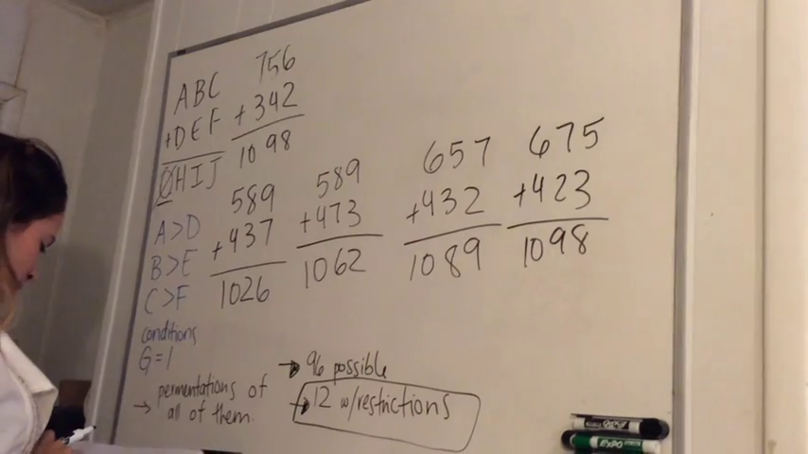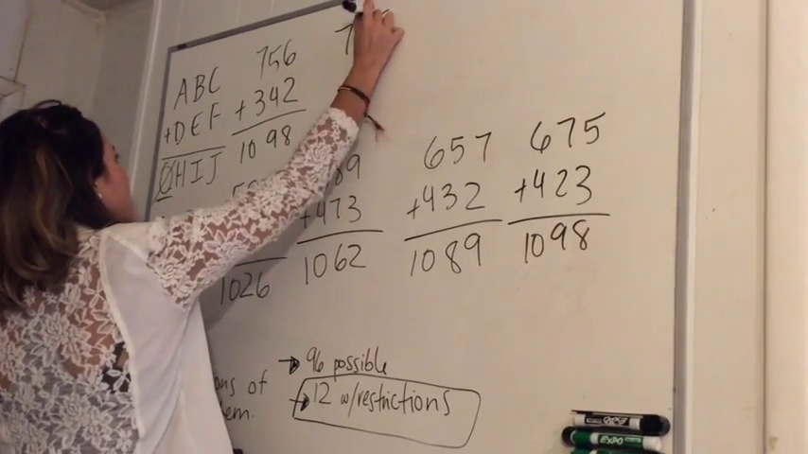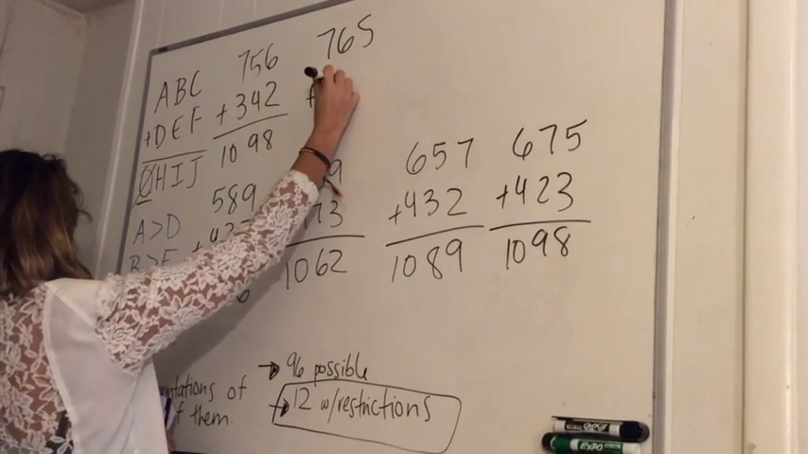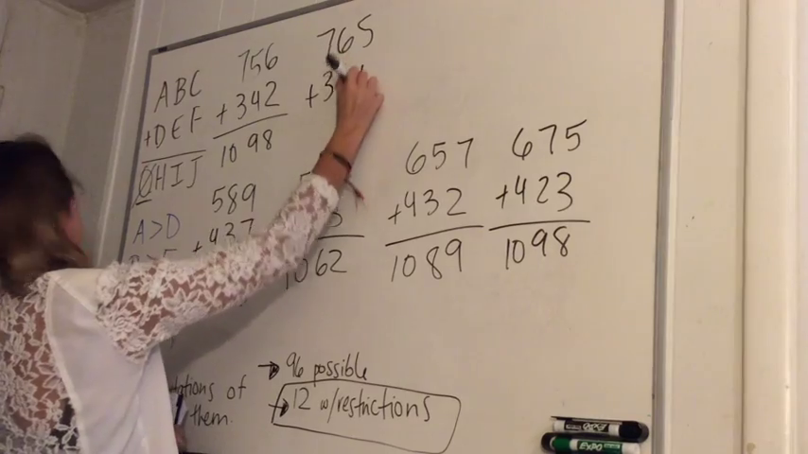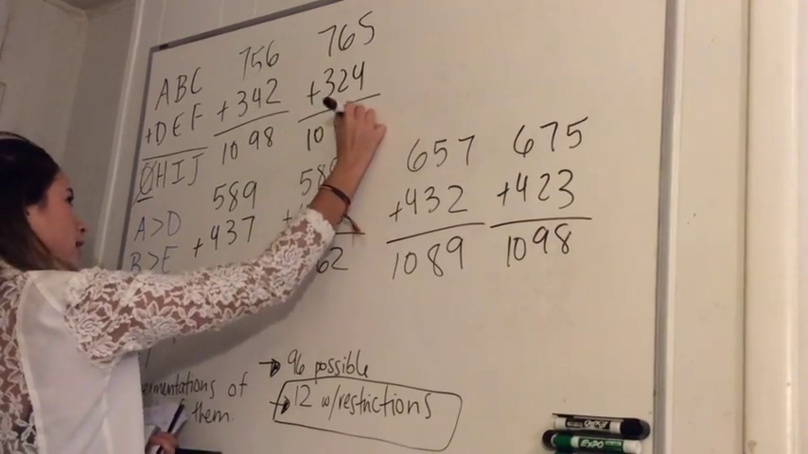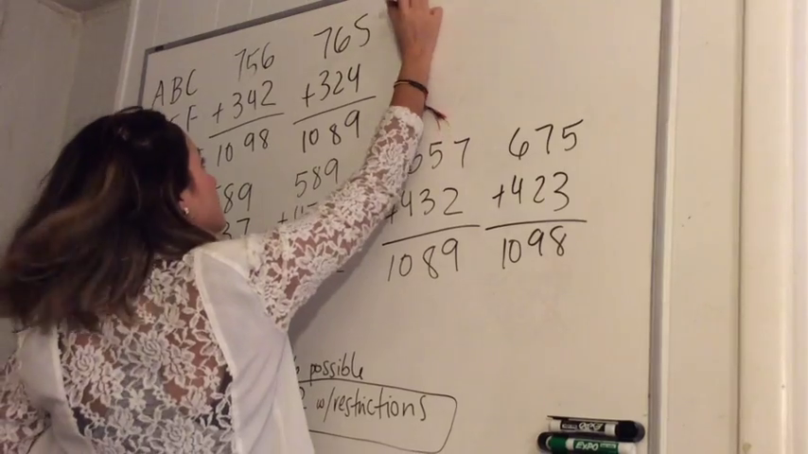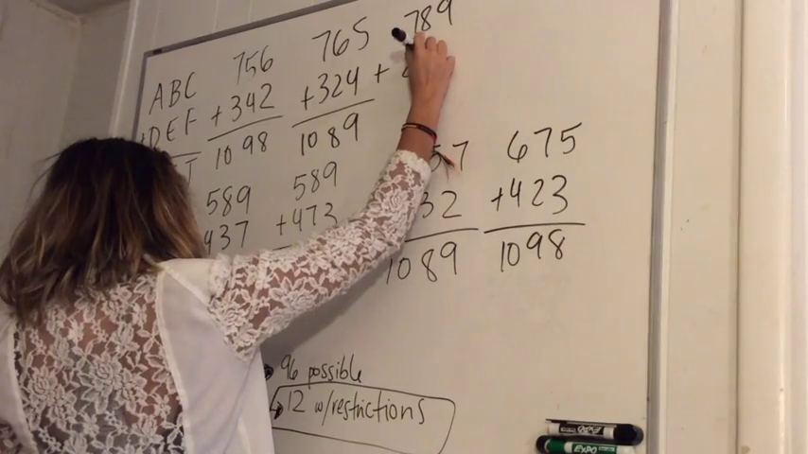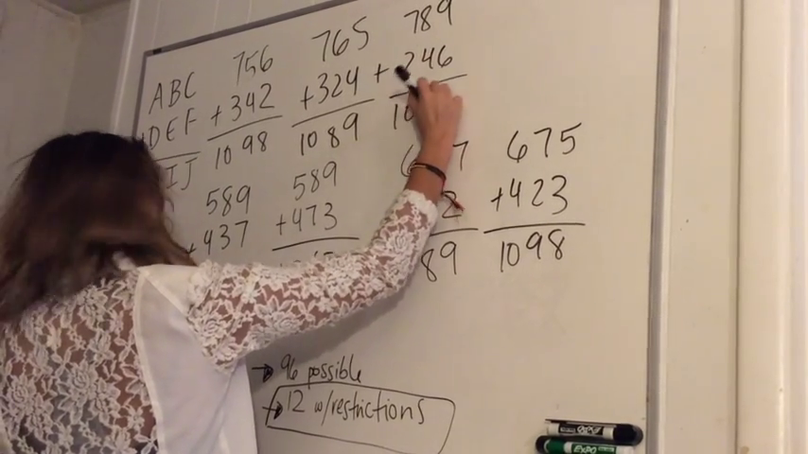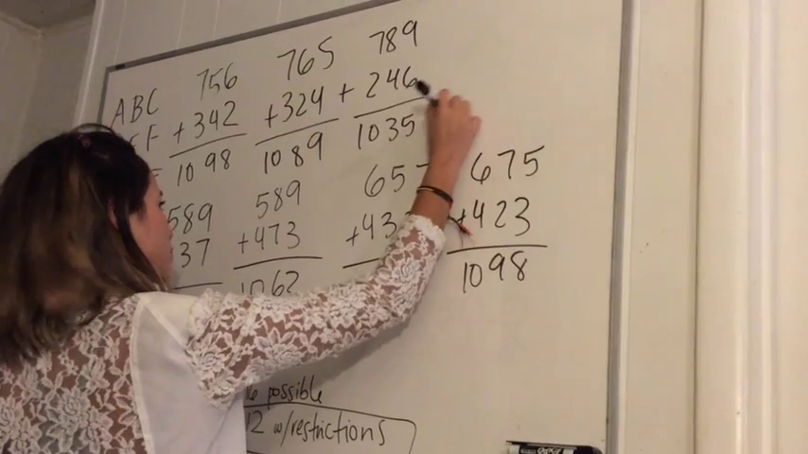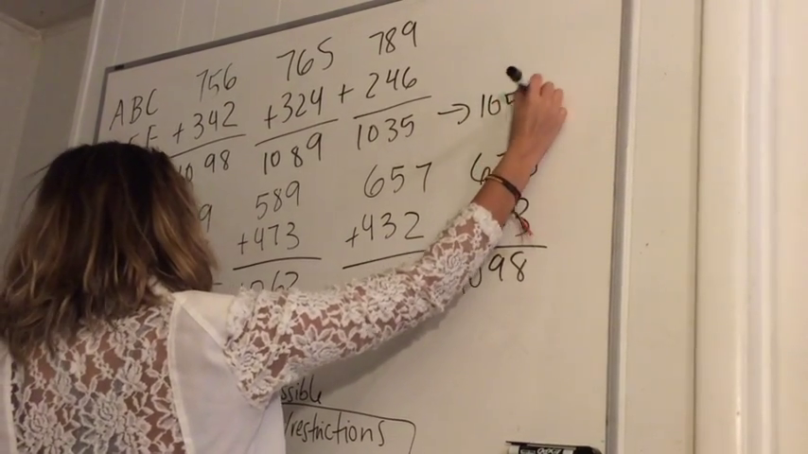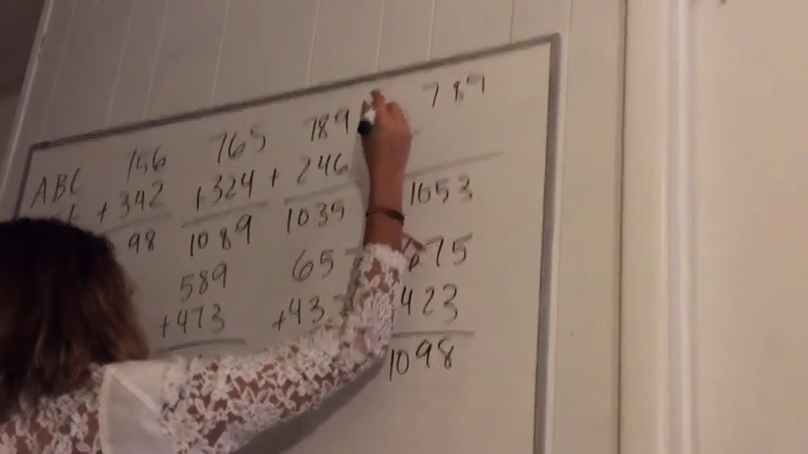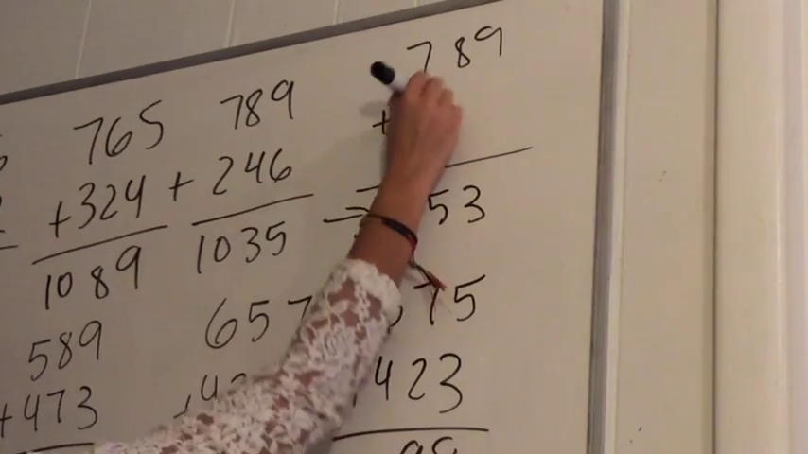So the next one would be 765. You would just flip these 2, plus 324 equals 1089. And the next one would be 789 plus 246 equals 1035. And the answer for the next one would be 1053, and we would start the same, plus 264.